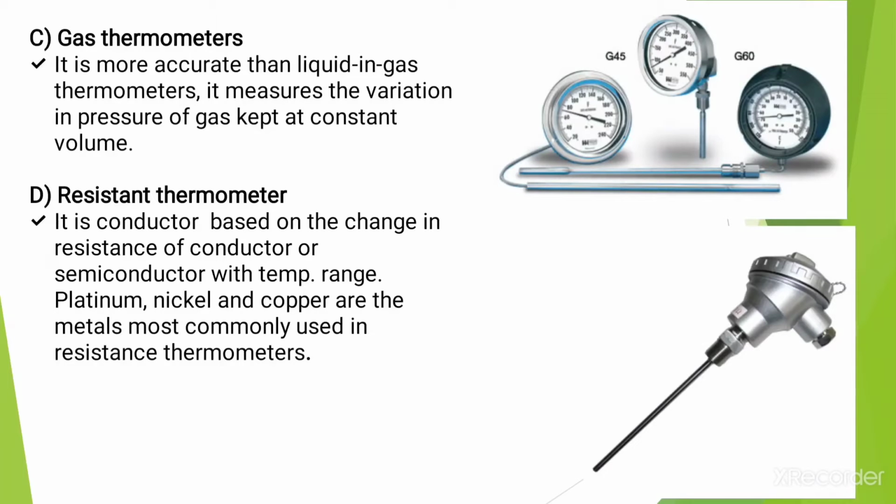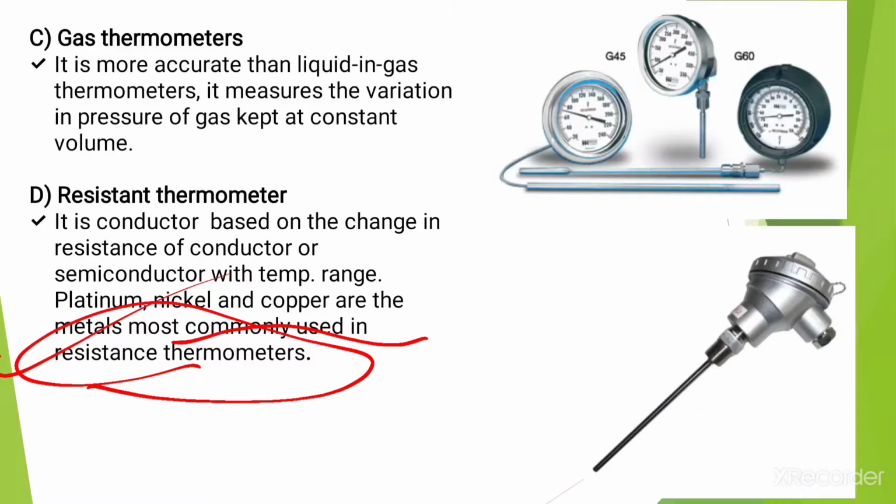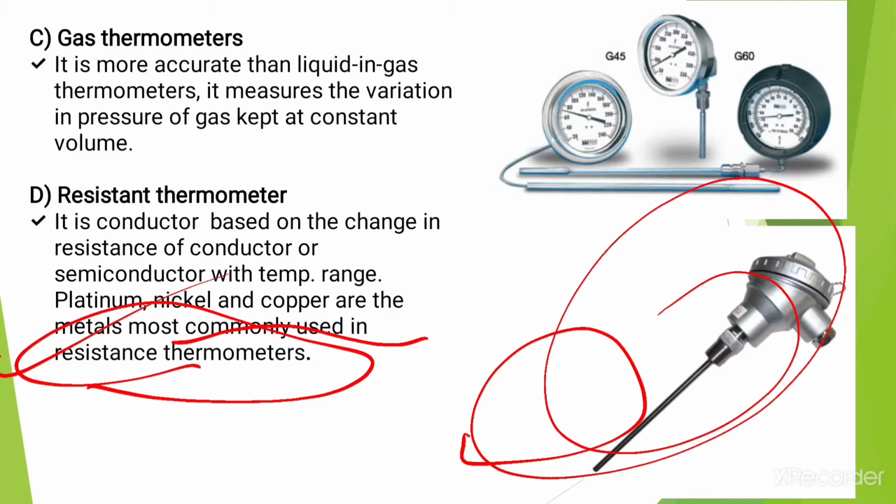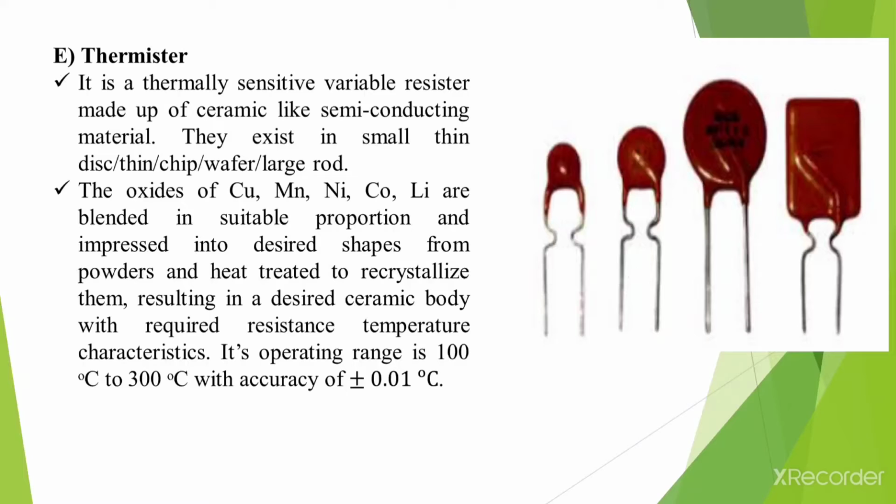The next type of thermometer is the resistance thermometer. It is based on the change in the resistance of a conductor or semiconductor with temperature. Platinum, nickel and copper are the metals most commonly used in resistance thermometers, and this is the image of a resistance thermometer. Then thermistors. It is a thermally sensitive variable resistor. It looks like this, and is made up of ceramic-like semiconducting material. They exist as small thin discs, chips, beads, large rods, etc.